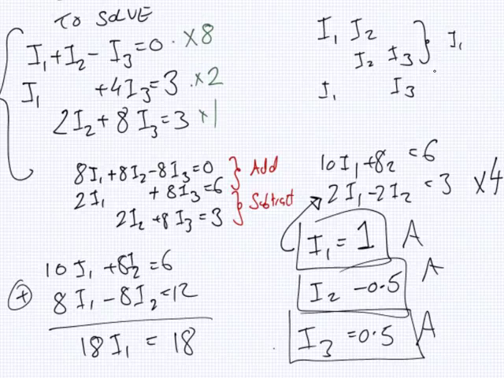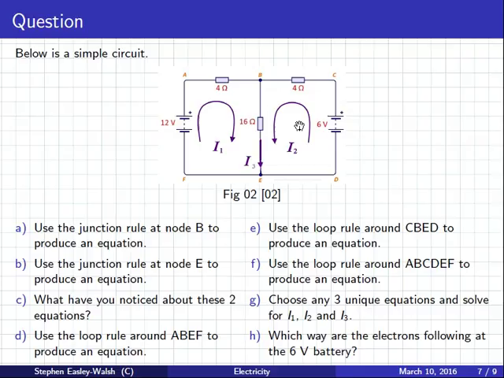Anyways, what is the meaning of the minus? The minus means the arrow is the wrong way on the diagram. So when we look at the picture here, this I2 is actually negative, meaning we've drawn the arrow the wrong way. So the current is not flowing this way, it's actually flowing the other way, which means the current is moving down here. So which way are the electrons flowing here? If the current is moving down, which way are the electrons going? Up.